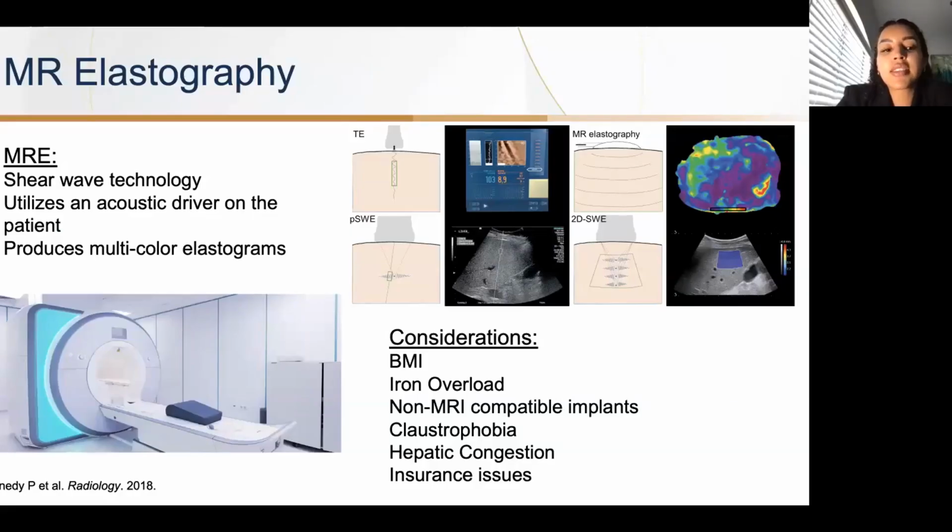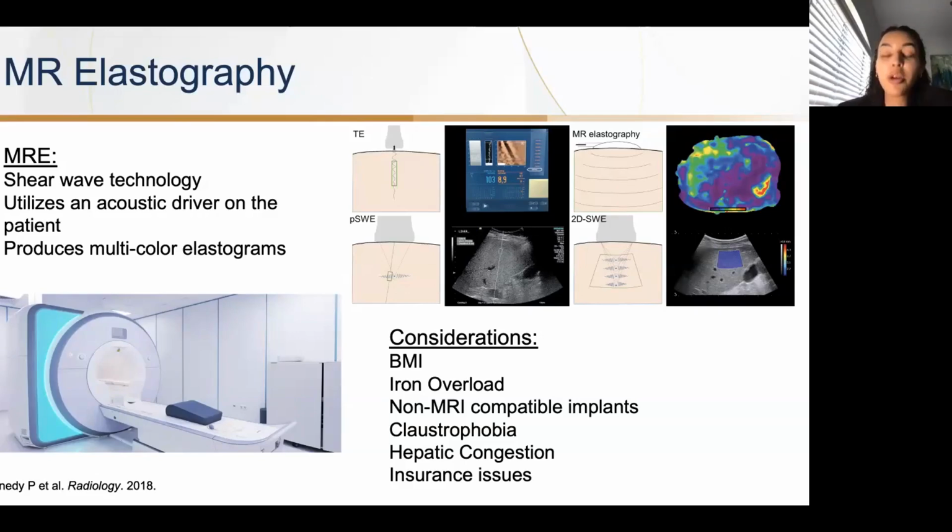MRI elastography, again, this is another shear wave technology, much like the FibroScan, but we do this within the MRI machine. And it does produce this multicolor elastogram. So we're able to measure a much larger area of the liver for fibrosis and steatosis with the MR elastography. Some considerations, of course, this is an MRI test. So if a patient has any non-MRI compatible implants, this is not a great test for them. If they have claustrophobia, then this may not be a good test. Hepatic congestion. Again, if there's a lot of blood flow or something that's causing congestion within the liver tissue, that could give us a false elevation.